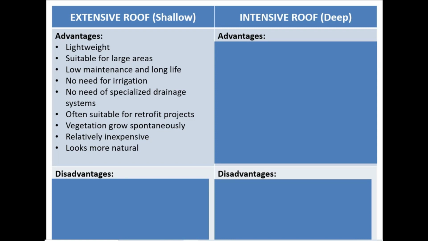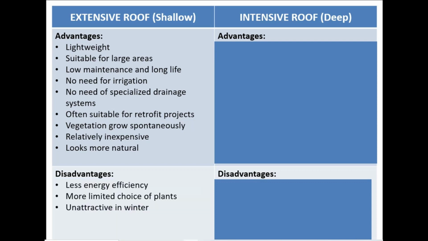In extensive roof gardens: shallow type, lightweight, suitable for large areas, low maintenance and long life. No need of frequent irrigation, and no need of specialized drainage system because water won't stagnate much there. So it is suitable for retrofit projects. Vegetation can grow spontaneously, it is relatively inexpensive, and looks more natural, like normal ground.